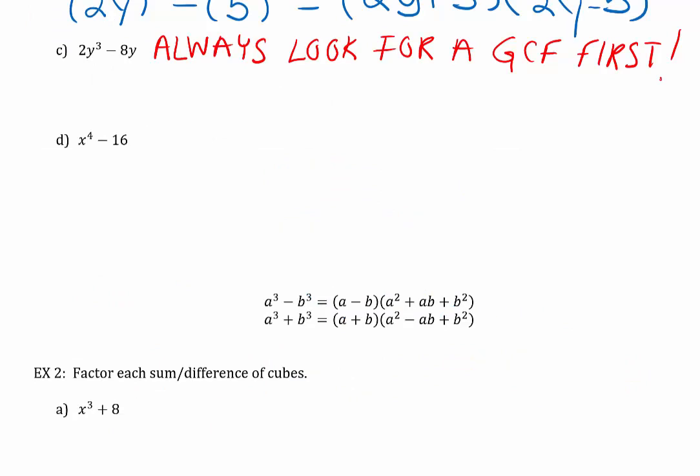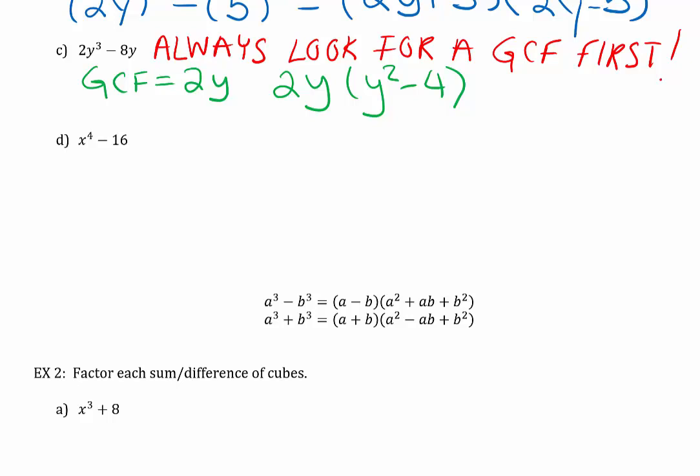Just like in the previous sections, we should always look for a greatest common factor first. And this problem does have a greatest common factor. We can take a 2 and a y out of both terms. If we pull the 2y out, we are left with y squared minus 4, and there's our difference of perfect squares. The y squared minus 4 can be factored as y plus 2, y minus 2, and make sure you include that GCF in your final answer.